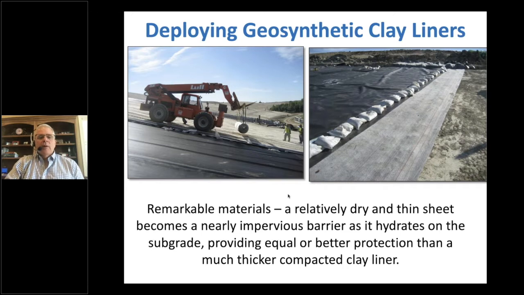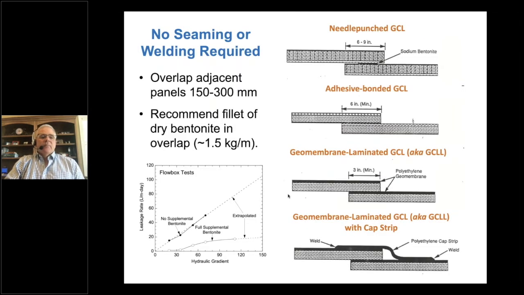It's pretty remarkable that we can take a relatively dry sheet of material, roll it out, and it will hydrate on a subgrade and become something that's essentially impermeable. Why does that happen and under what conditions? We'll learn about that today. One of the attributes of GCLs as well is that we roll them out in panels and we overlap them, right? I can't think of how many times I've done this. And we don't have to weld or physically bond that overlap. We just overlap them together.